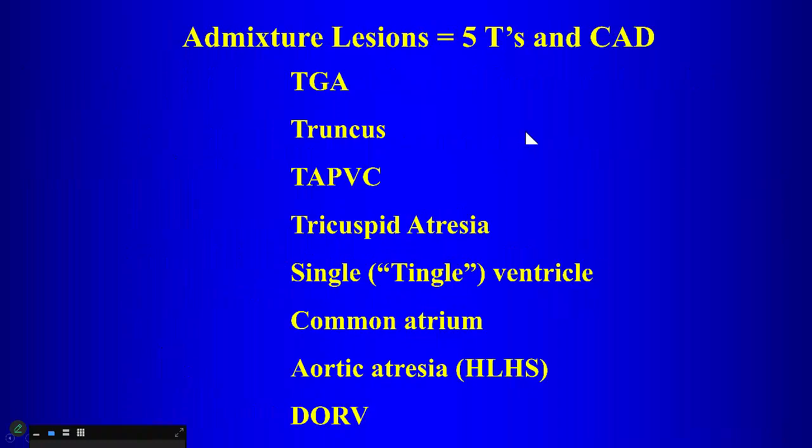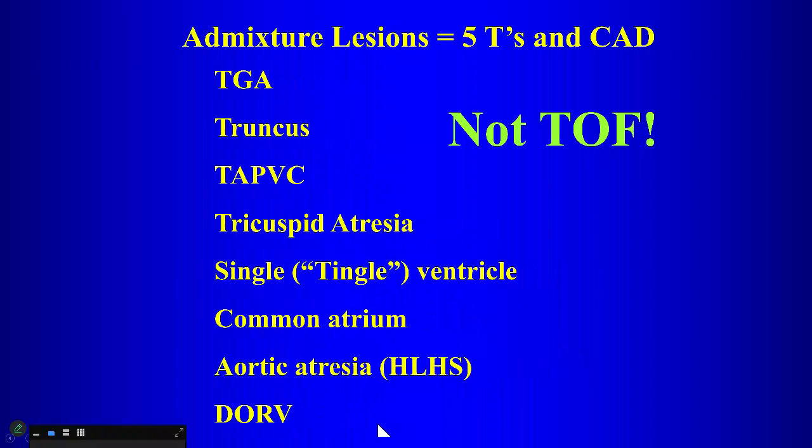A nice mnemonic, 5 T's and CAD, 1, 2, 3, 4, 5. Common atrium, aortic atresia, hypoplastic left heart, double outlet right ventricle, okay? Not tetralogy of Fallot, okay? Do not make that mistake.